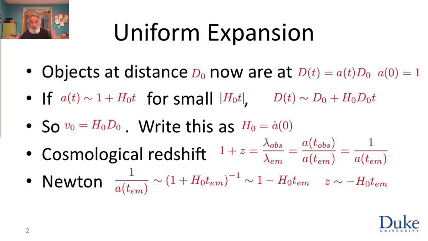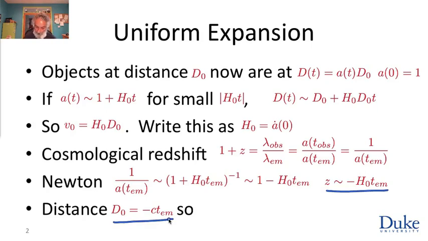And so the distance between us and the object at this present time is just c times the time the light had to transit, and the time of transit is negative t emission. Remember, because t is a negative number, this is the difference between present time and time of emission. So this is the distance. Looking at our expression for z and our expression for d0, we can rewrite z as equal to h0 d0 divided by c, which was Hubble's original relation, that the redshift was h0 over c times the observed distance.